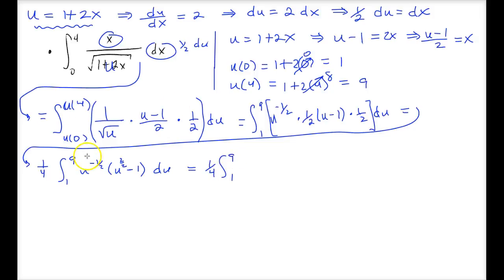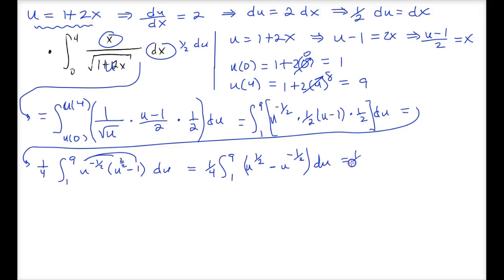And so now when I distribute my u raised to the negative 1/2 to both terms here, I know that whenever I have two exponential expressions that have the same base and different exponents, I can add the exponents. So that's going to give me u raised to the positive 1/2 minus u raised to the negative 1/2, all of that du. And so from that point, all I need to do is take the integral of both of these terms, subtract, and then use the net change theorem to evaluate them at 9 minus evaluate them at 1.